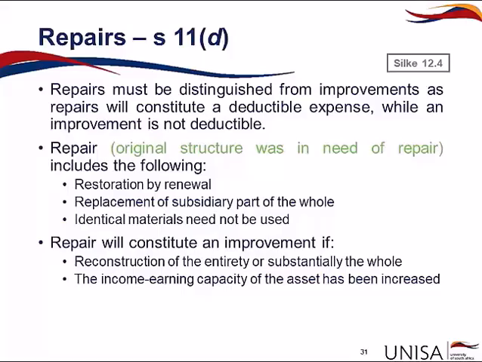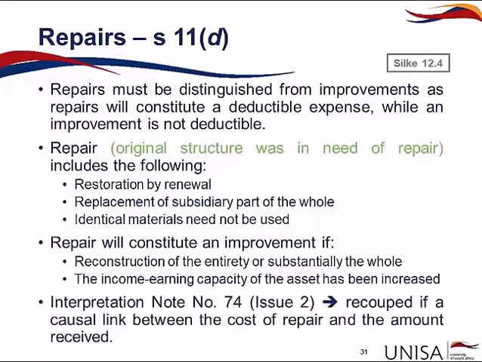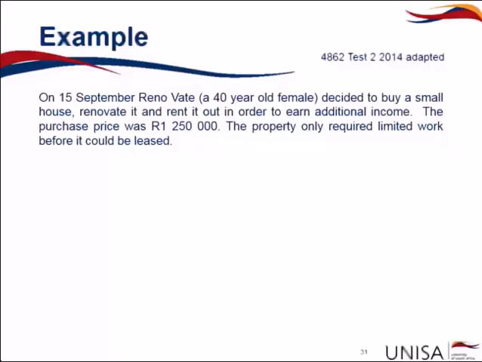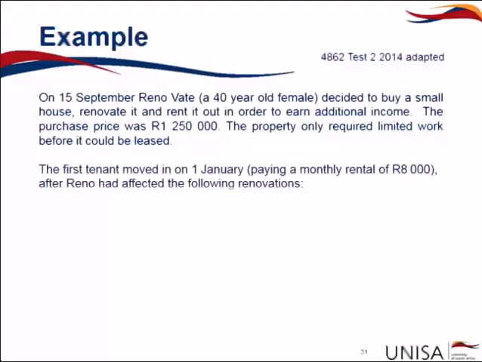If we have a look at an example, we've got on 15 September, Renovate. A 40-year-old female decided to buy a small house, renovate it, and rent it out in order to earn additional income. The purchase price was 1.25 million. The property only required limited work before it could be leased. The first tenant moved in on the 1st of January, paying a monthly rental of 8,000 rand.